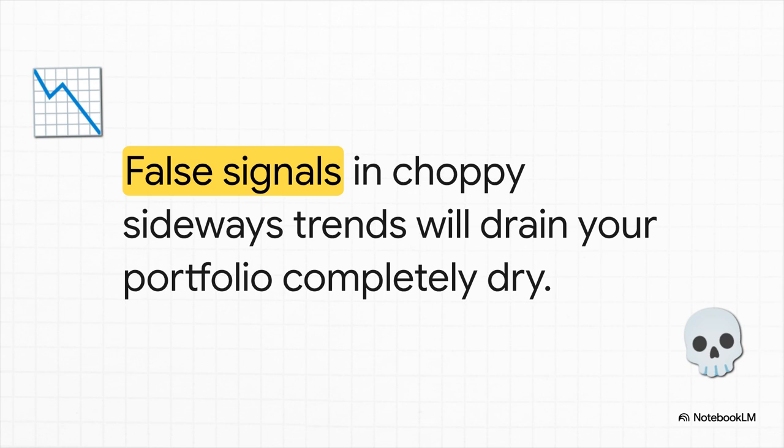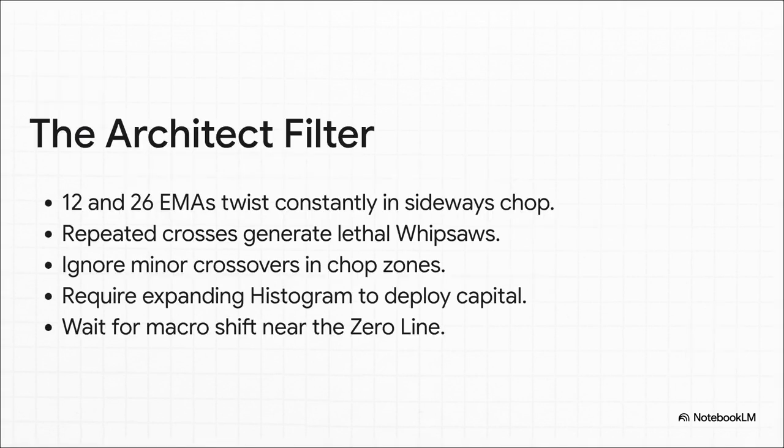In a sideways, choppy trend, the MACD generates lethal false signals. Transaction fees and continuous bad entries will just bleed your account completely dry if you do not understand the structural context of the market you are trading in. So this is where we build your algorithmic defense mechanism. In sideways chop, those 12 and 26 EMAs twist around each other constantly. The lines cross back and forth repeatedly, generating those lethal whipsaws. So we apply what we call the architect filter.